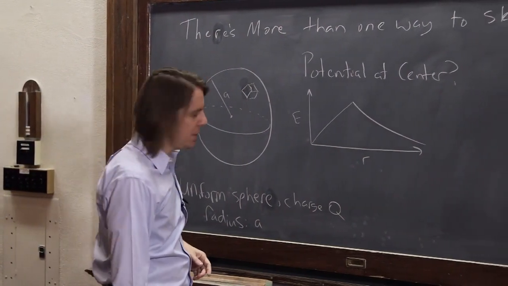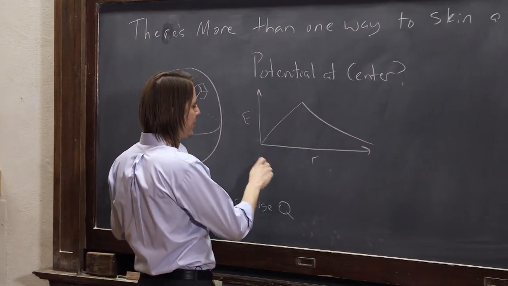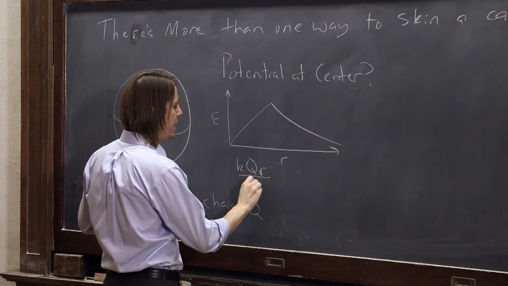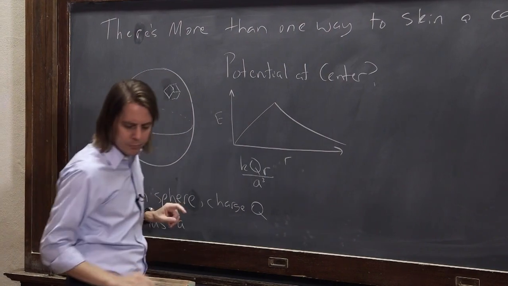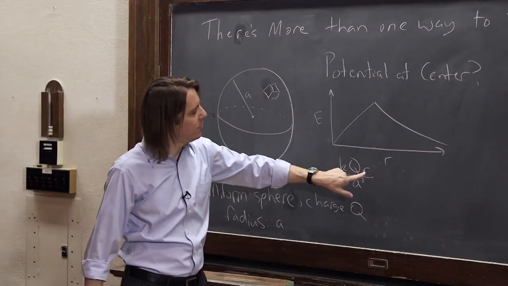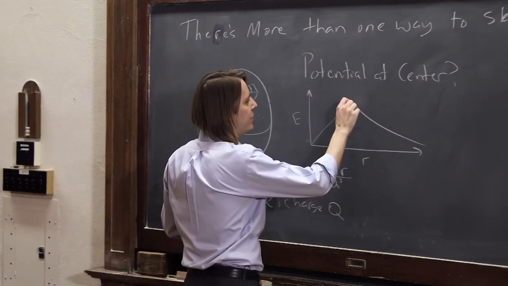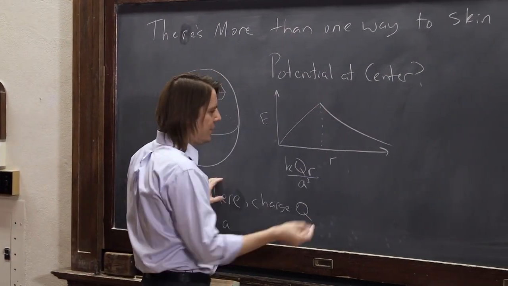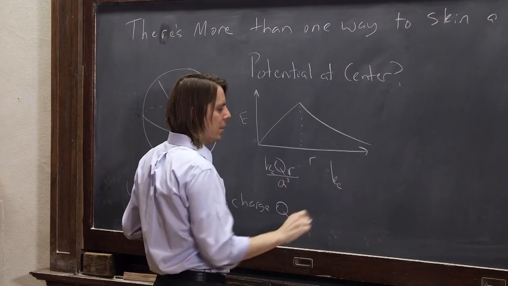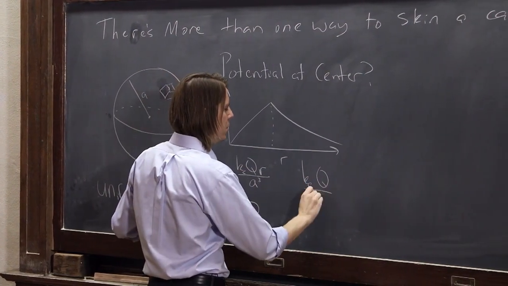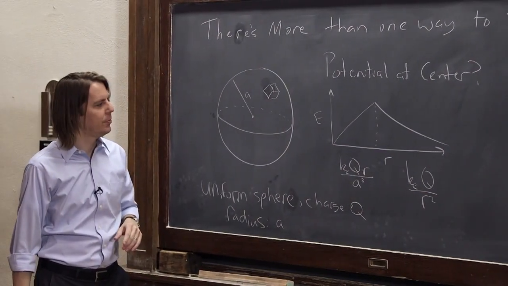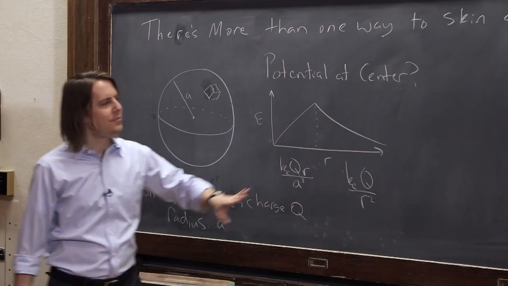In here, the actual form of it was kQr over a cubed. I think it has to be cubed, right? Yeah. And this is the linear part. It's linear with r. And then on the other side, when it's coming down, it's just like a point charge, k_e q over r squared, the standard point charge formula. So we already have the E field.